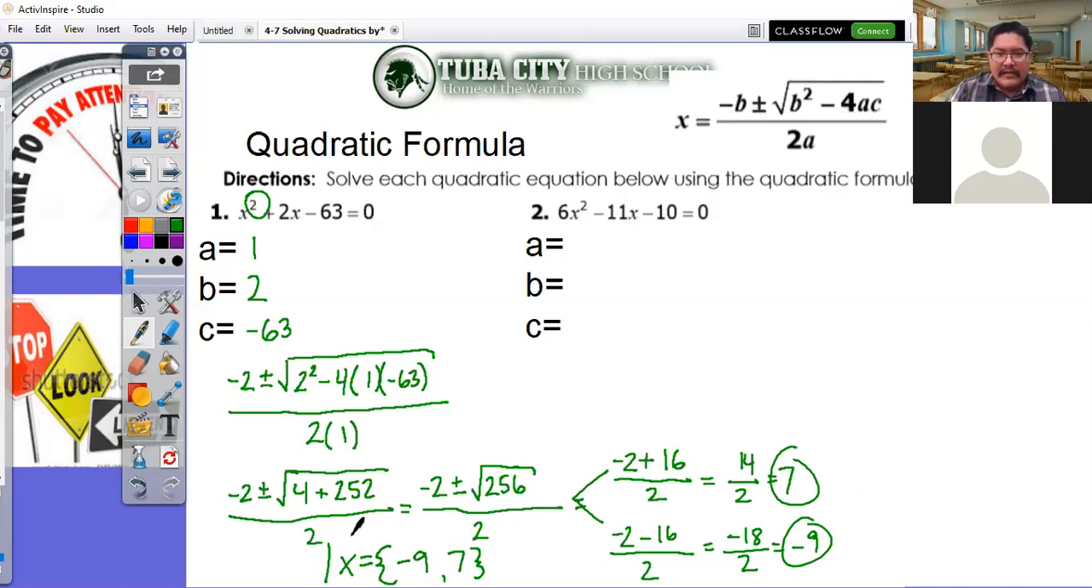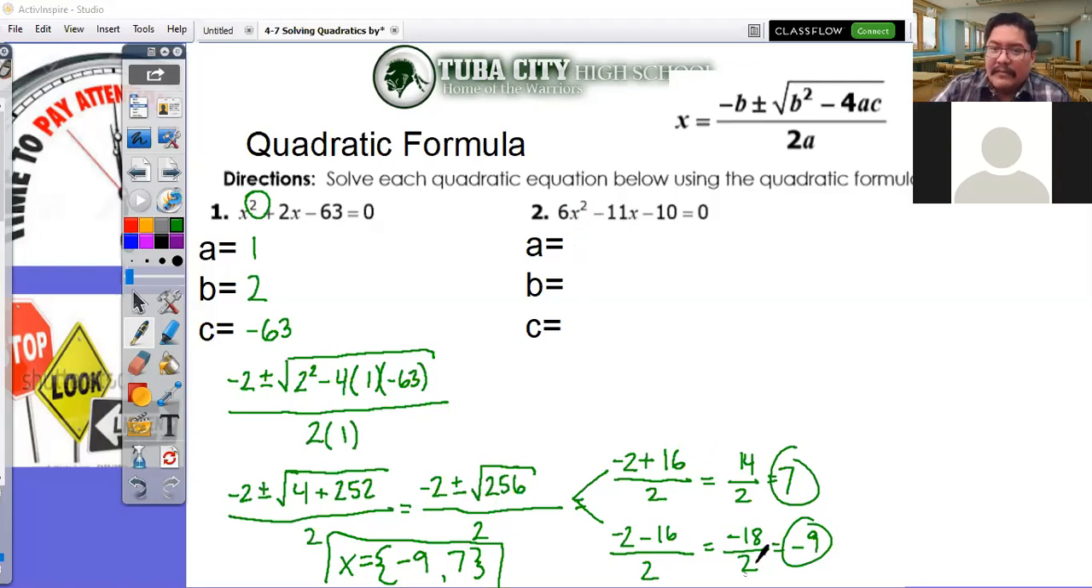So there we go. Now we have both our answers. And again, it is a little bit of work, but again, it always works. It'll work pretty much all the time. Anytime you have anything and you're not sure what to do and you know the quadratic formula or you have it available to you, this is probably one of the most reliable ways to get an answer. All right, so let's go ahead and move on to this one here.